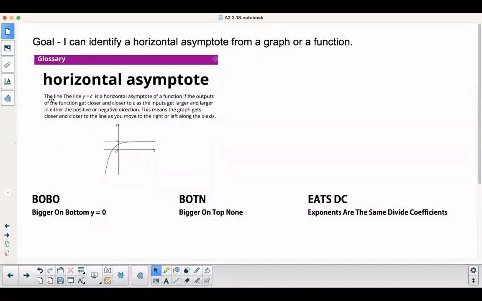So the line y equals c is a horizontal asymptote of the function if the outputs of the function get closer and closer to c as the inputs get larger and larger. So as x gets bigger and bigger, your y values start to level off, okay? And it can go either direction, okay? Like if my graph looked like this, it can start to level off at c as x gets bigger and bigger. So as I move right, my y's are leveling off at some horizontal line, okay?